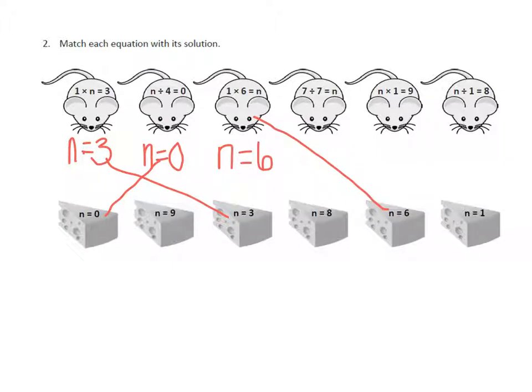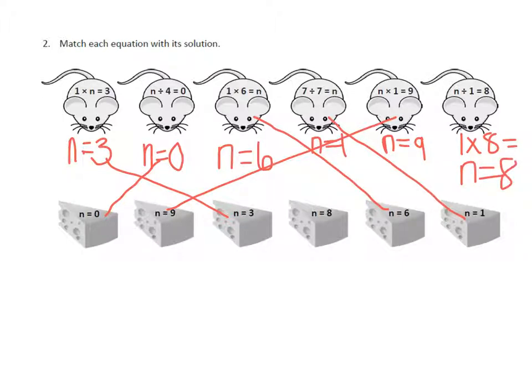Go ahead and solve the rest of the mice. Then match them with the cheese. Pause the video while you work and replay when you are ready. So 7 divided by 7 is going to give me an answer of 1. Something times 1 equals 9. That's going to be 9. The last one, something divided by 1 equals 8. I would have to take those numbers and multiply them together. So n equals 8.